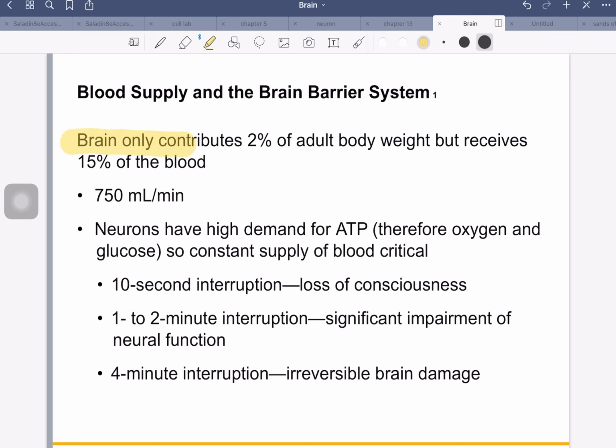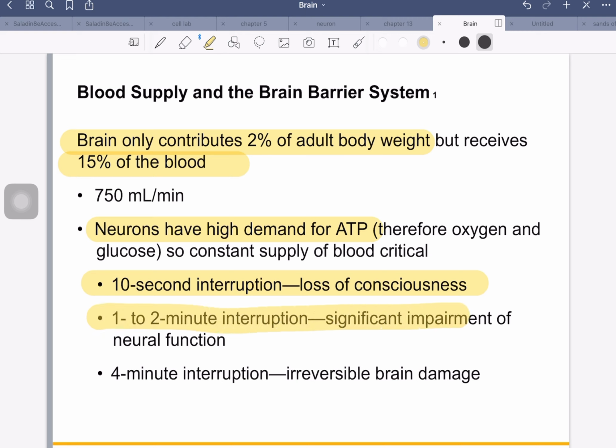Now, a little bit about the blood supply to the brain. The brain is only about 2% of the adult body weight, but look at this, it receives 15% of the blood. And not surprisingly, because these are very metabolically active cells, and you can't afford to have them go offline. The neurons have a very high demand for ATP, therefore oxygen and glucose have to keep coming in. To give you an idea, I wouldn't hold you to these numbers, but to illustrate it, even just 10 seconds of interruption in blood supply, you can end up with loss of consciousness.